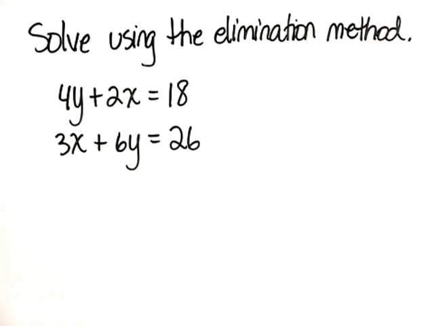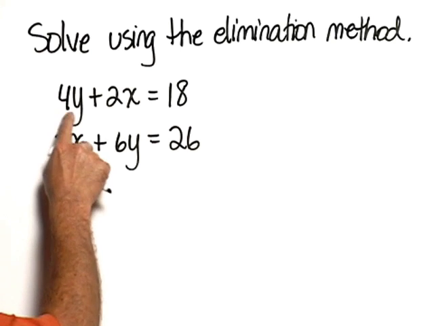Solve using the elimination method. 4y plus 2x equals 18, 3x plus 6y equals 26. To use the elimination method, we need to make the coefficients of either the x's or y's the same with opposite sign. But first, let's note two things here.